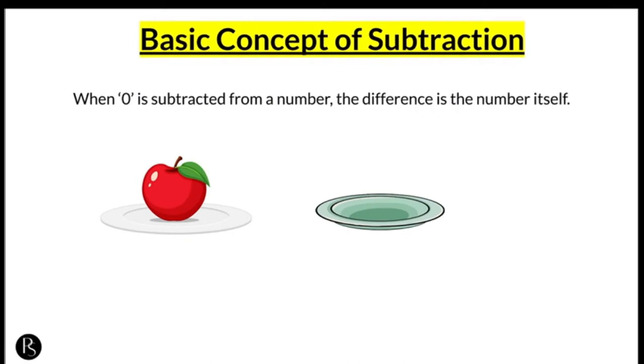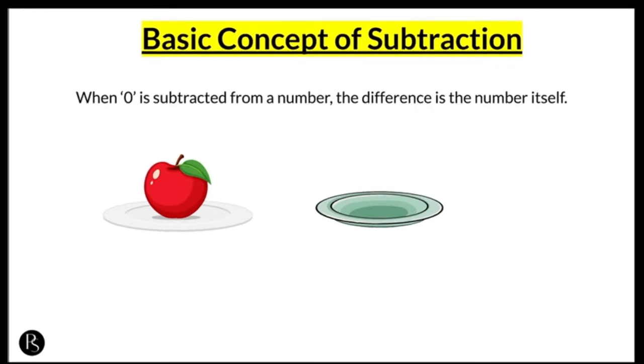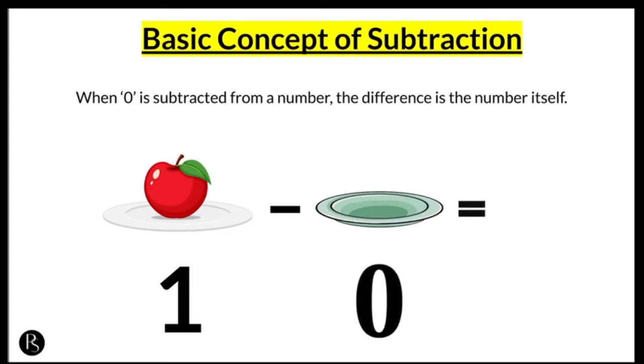Now next, basic concept of subtraction. So here first concept is given. When 0 is subtracted from a number, the difference is the number itself. Let's take an example. Here an apple is given. When we minus 0 apple from 1 apple, we are left with 1, which is the number itself. Like that, when we minus 0 from 100, we get 100, which is the number itself.